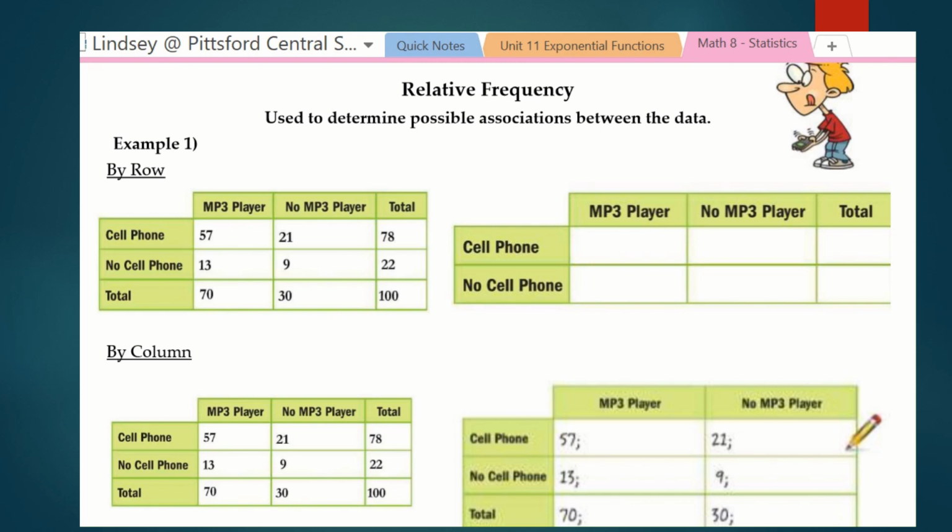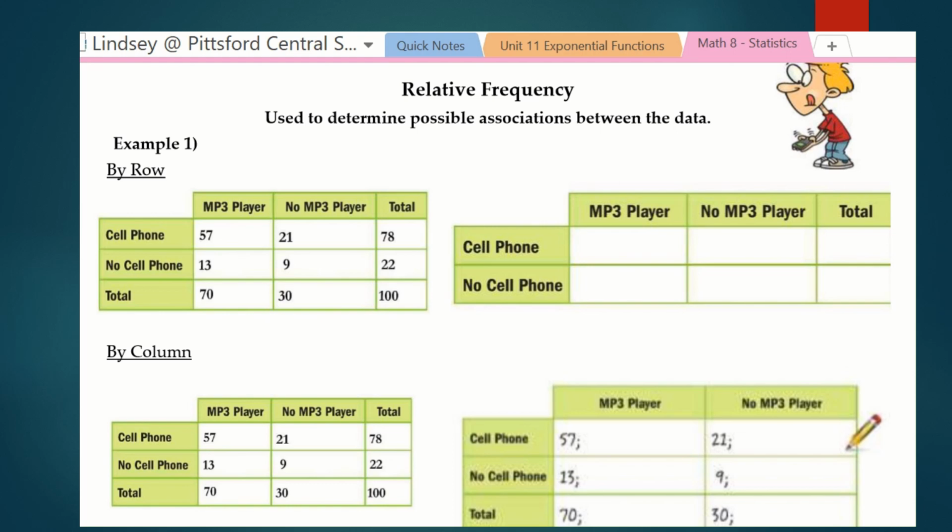It allows us to take the numbers for how often something happens and look at it a little differently. We're often going to see relative frequency as a decimal. You could also use relative frequency as a percent. But as we go through, you'll get a better picture of why we use relative frequency and how it helps us make associations between data. So with relative frequency, what's helpful is to determine, are we looking at the categories by row or are we looking at them by column?